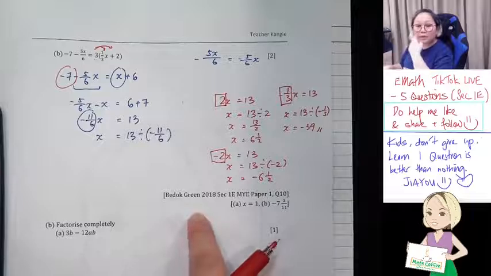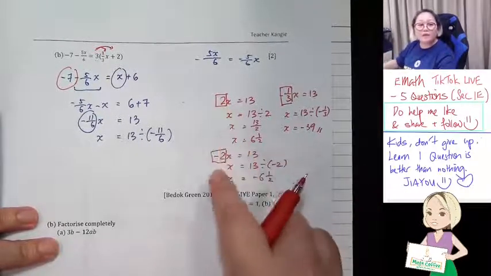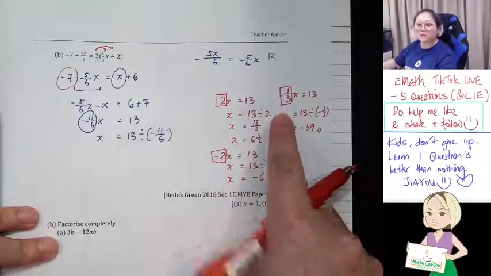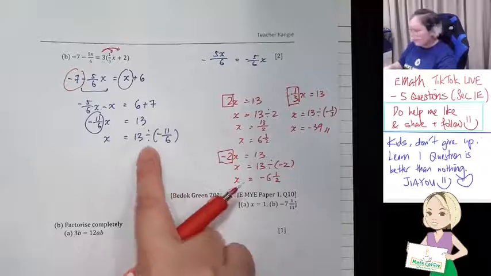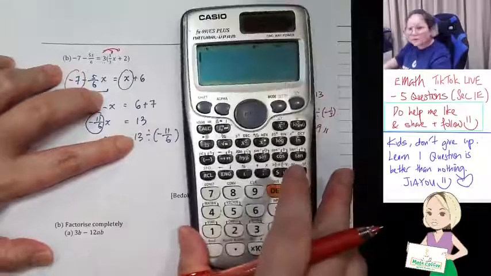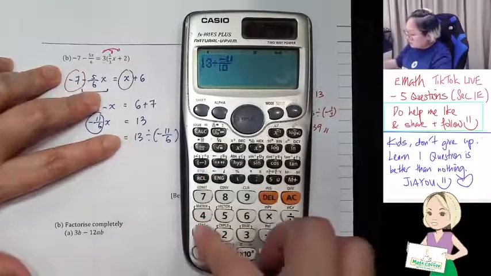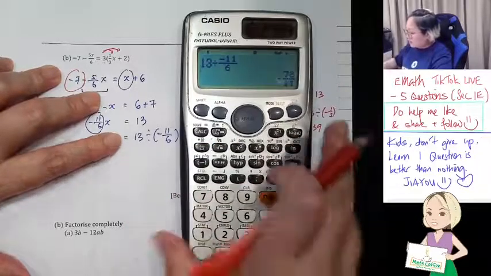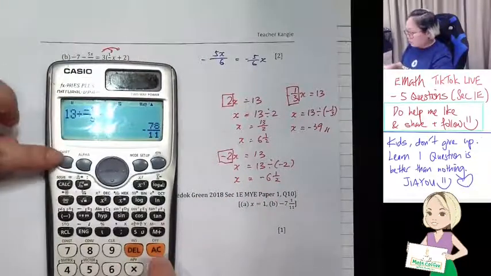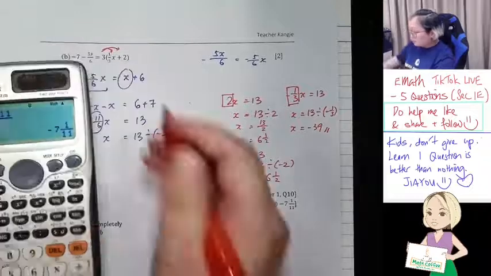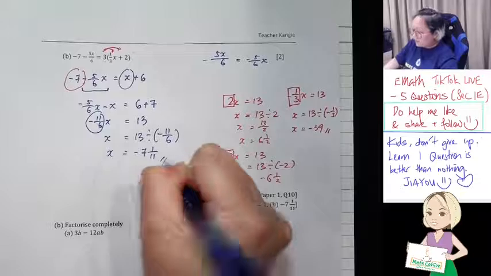Yeah, this is Bedok green paper. So kids, you see, actually you don't care, right? Be it positive, negative, fraction, who cares? You just divide, okay? So now come back to here. Just press the calculator for 13 divided by fraction negative 11 over 6. And it gives me this. So answer, I always give my answer in mixed number. So mixed number, just press shift this button. So that means my x is equals to minus 7 1/11. Done.